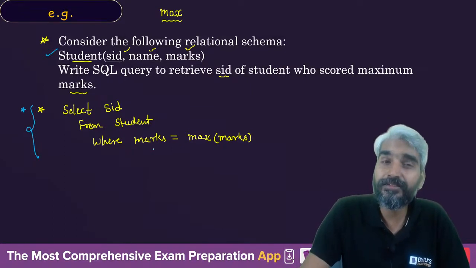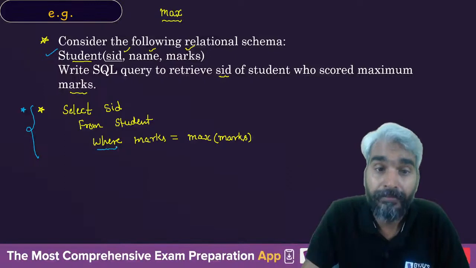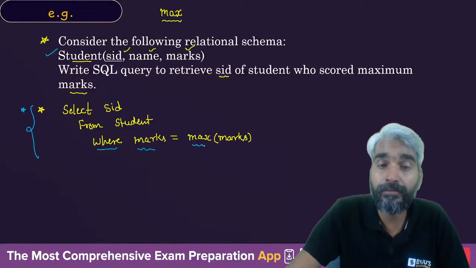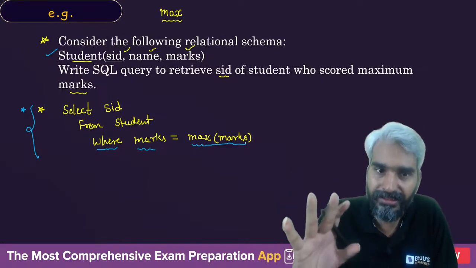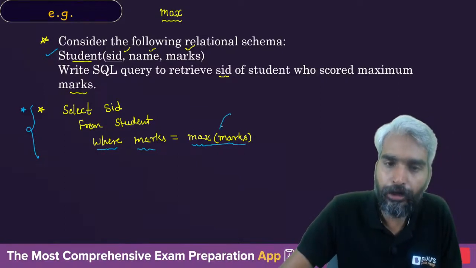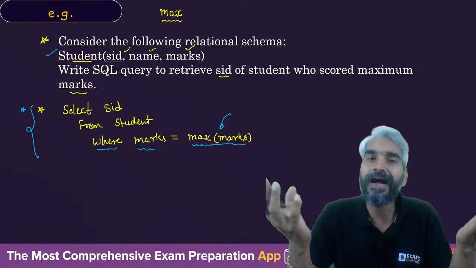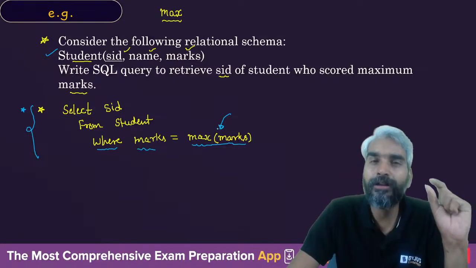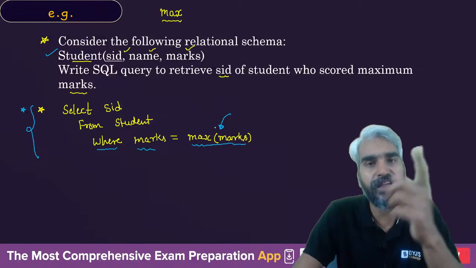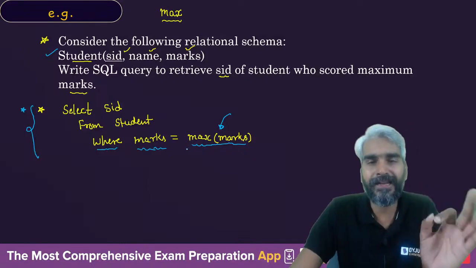So, the idea is that this is not a correct query. Why? Because this WHERE condition will be applied on each tuple. So when you say marks equals maximum marks, then this aggregate operation, maximum marks, will be applied on each tuple, and for a tuple, the maximum marks will be the marks of the tuple itself. Being applied on a single tuple, the maximum marks will be the marks of that particular tuple itself. Therefore, if at all this is executed, either it will produce an error.